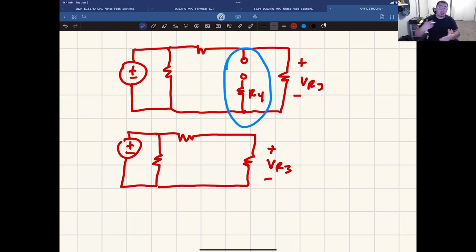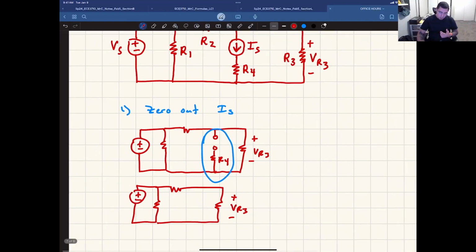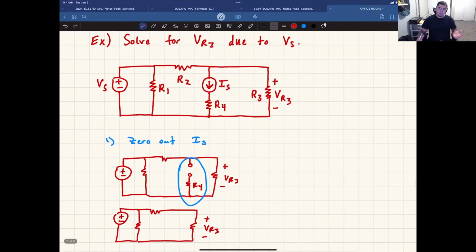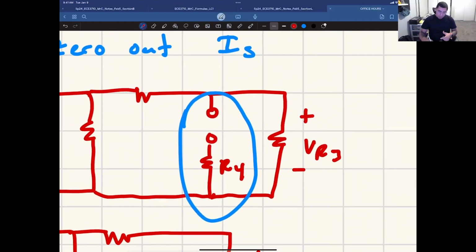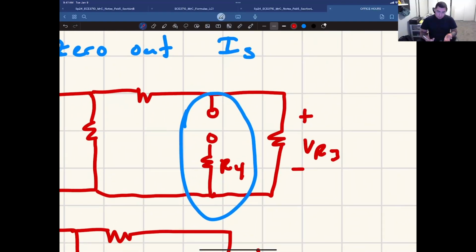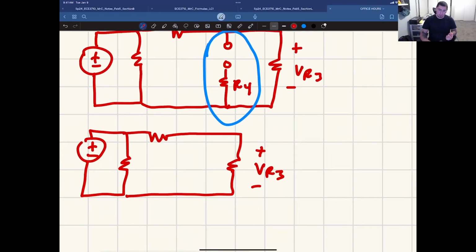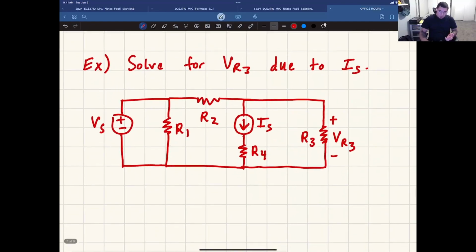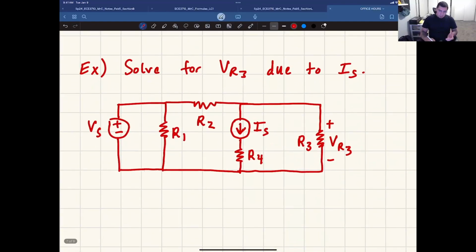But I've shown yet another example where you may want to use linearity and superposition, and you have had the opportunity to remove a resistor. Why? To zero out the current source, my circuit now becomes R4 in series to an open circuit. And if they're in series, I could redraw that as an open circuit, which I've done here. Another example with linearity and superposition. Solve for VR3 due to Is.